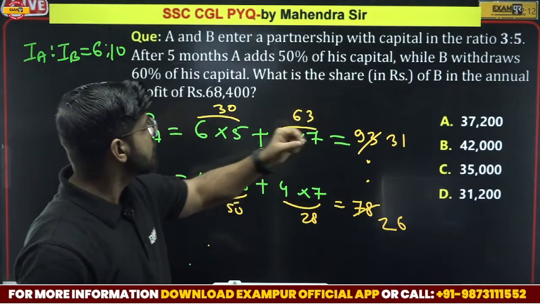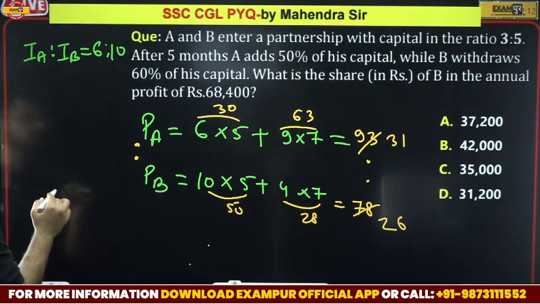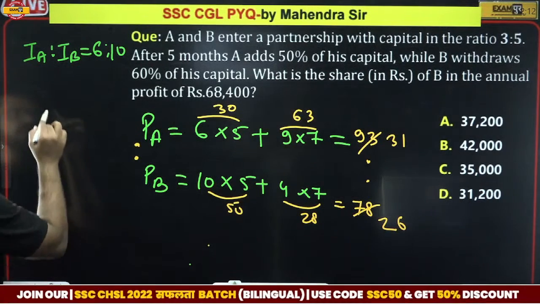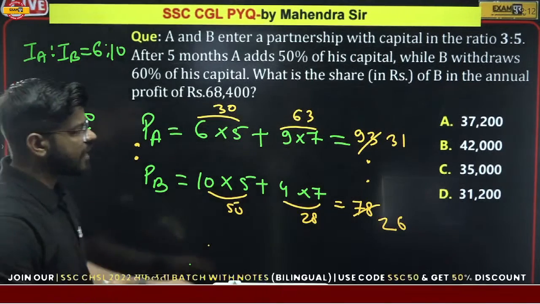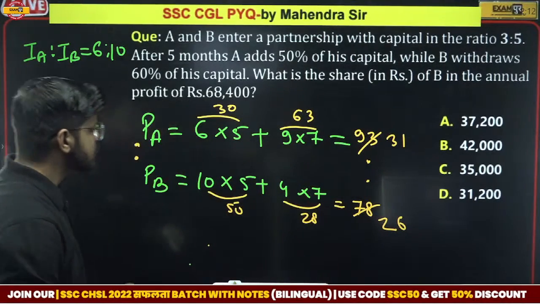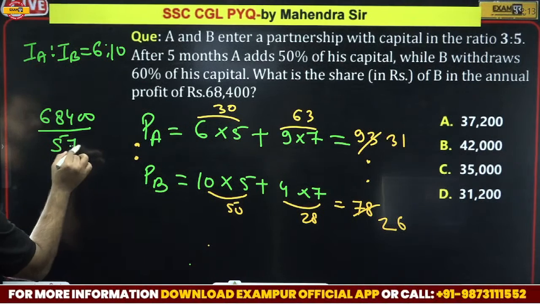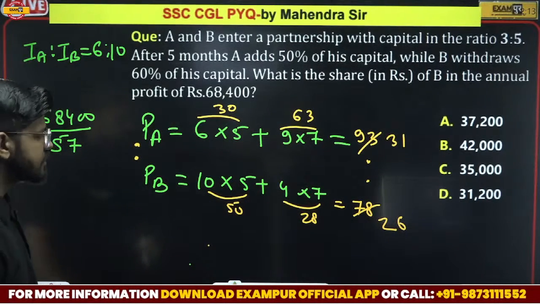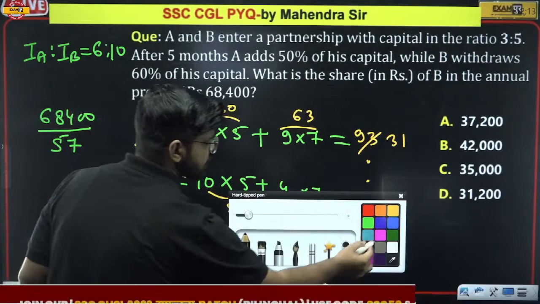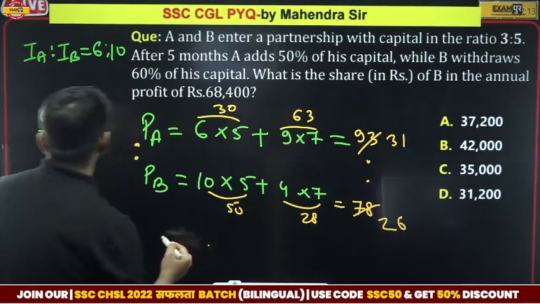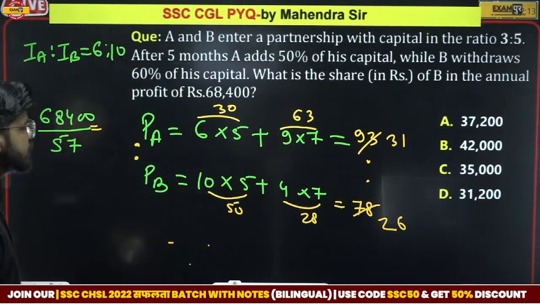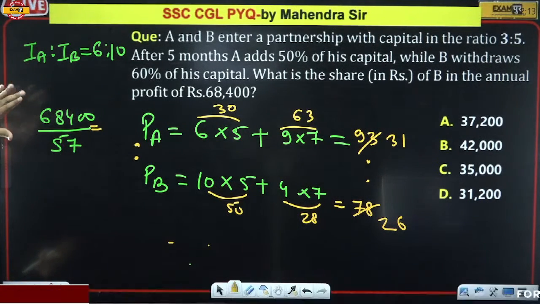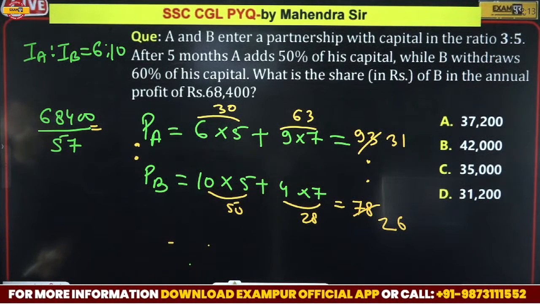What is the share of B in the annual profit of 68,400? So this ratio will be 68,400 divided by the sum of both these. Okay, so the sum of this is what? 57. Exactly, 57. So now cancel out both of these, and you will get the multiplying factor. This is nothing but around 12 times.